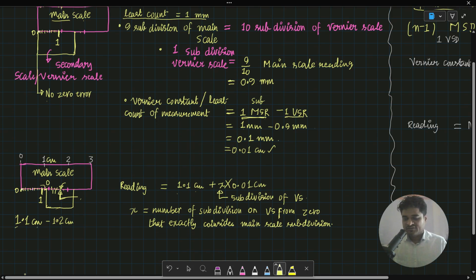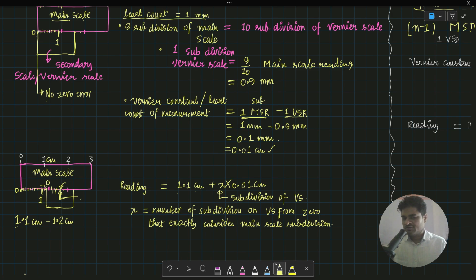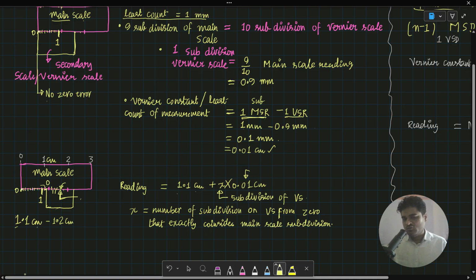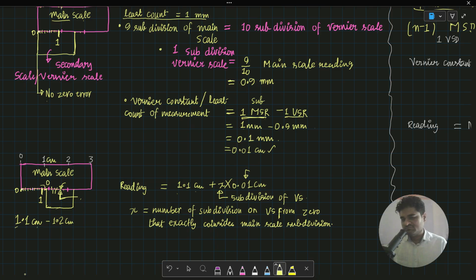So what do we do? We will write 1.1 centimeter plus the least count of the vernier calipers into how many subdivisions of the vernier calipers, from 0 to the vernier calipers. So which subdivision of the vernier calipers exactly matches with a subdivision of the main scale, and we count that, and that count is x.